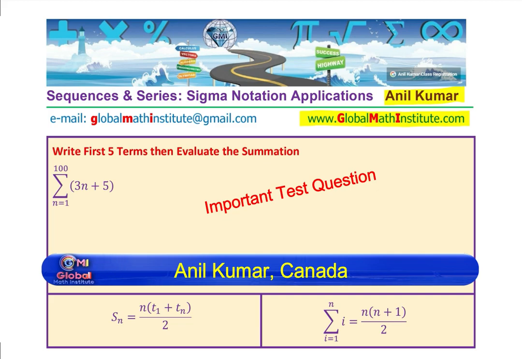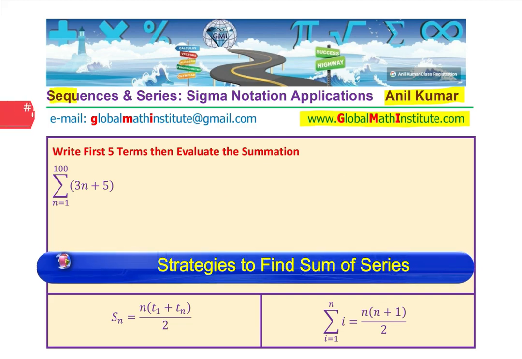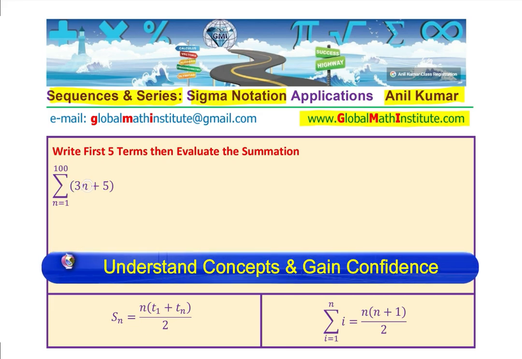In this video, we'll explore sequence and series using sigma notation. The question here is, write the first 5 terms, then evaluate the summation. So the question is to sum the series 3n plus 5 where n changes from 1 to 100.